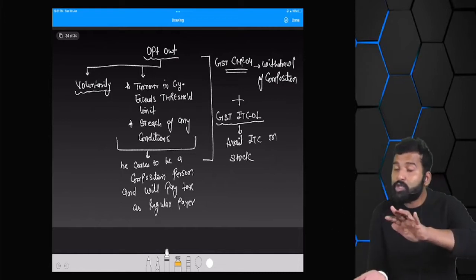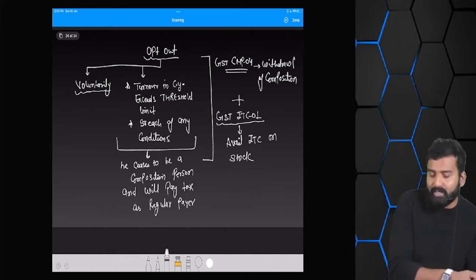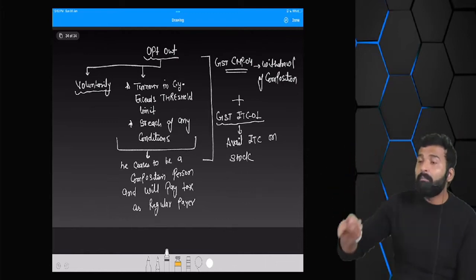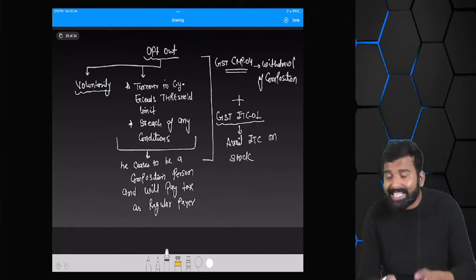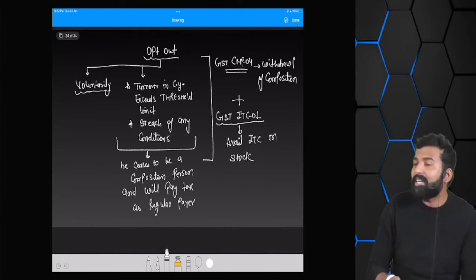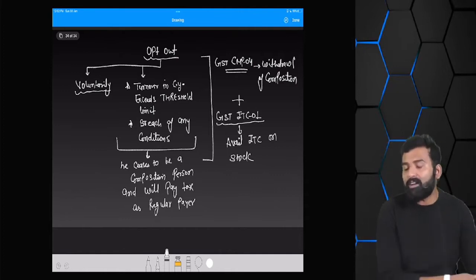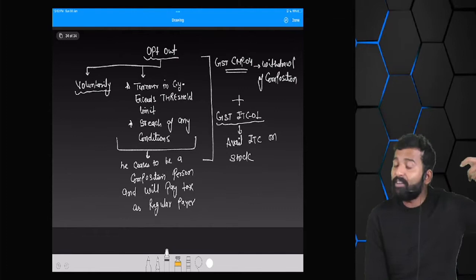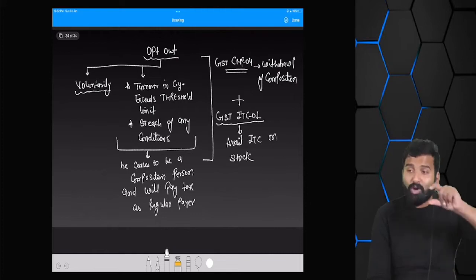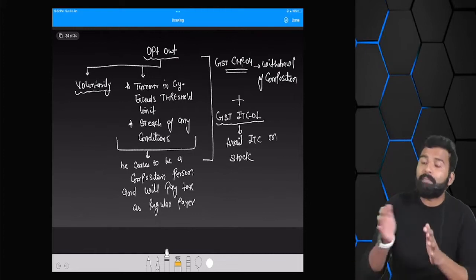Now the situation is completely opposite. Now he is switching from composition to regular person. When he was switching from regular to composition, he had to reverse his ITC on stock because he is now paying 1%. But in this case, the situation is opposite. He purchased the goods when he was in composition, so he didn't claim any ITC. Now he is selling those goods after becoming a regular taxpayer, so he will be paying the full tax rate of 18% or 12%. So he can claim ITC on the stock which was purchased at the time of composition and will be sold as a regular taxpayer. So it's a complete opposite position.